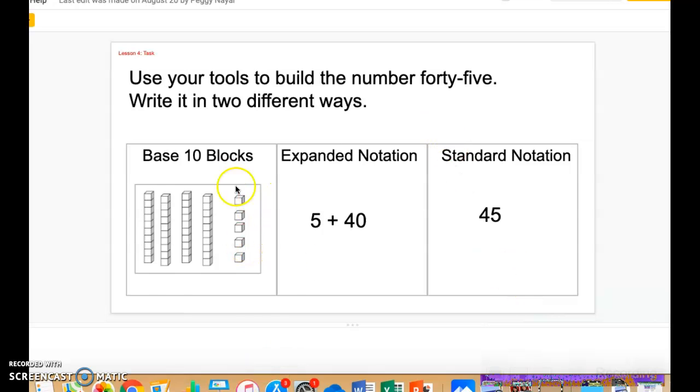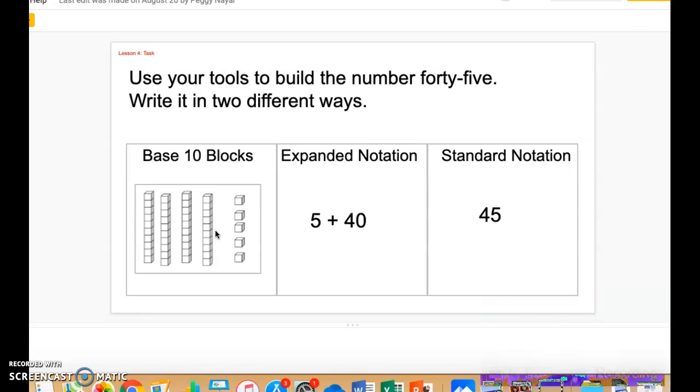So if you look here, you're going to need 4 tens. And how many ones? 5 ones, right? So we'll need 4 tens and we'll need 5 ones. Get your materials. Okay, do you have your materials? 4 tens and 5 ones?